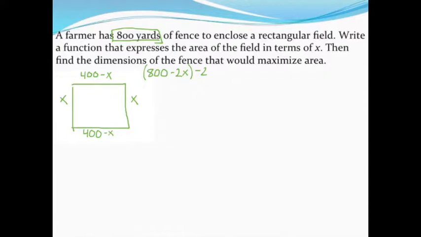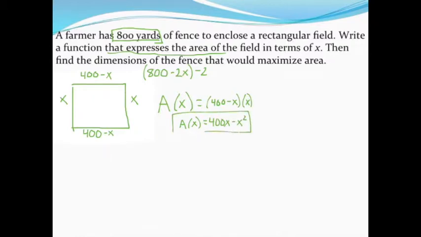To then express my area as a function of x, I'm just going to set up an area equation. Well, area of a rectangle is just base times height. So the area as a function of x would simply be 400 minus x times x. Once I distribute, I can see that my simplified area equation is just 400x minus x squared. Okay. At this point, let's switch over to our graphing calculator to graph this parabola and find its maximum value, even though I know what the answer is going to be because I know the maximum area is going to be a square.